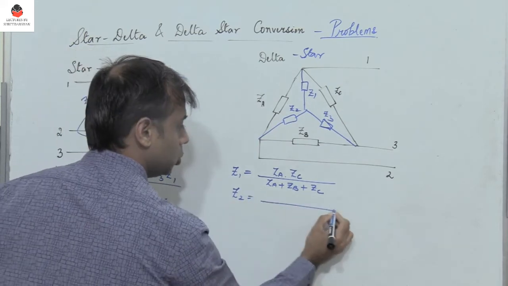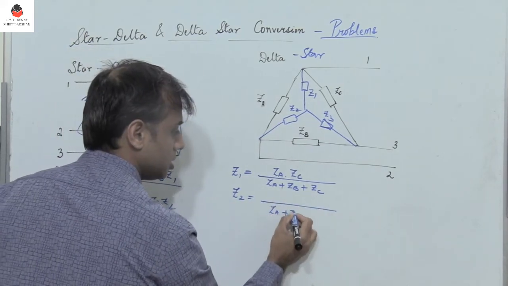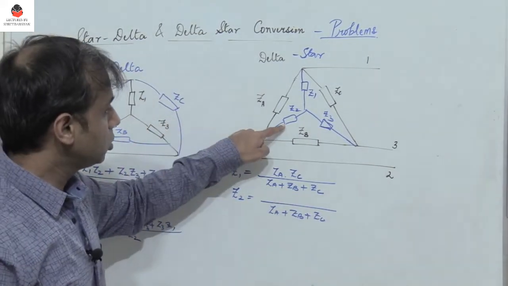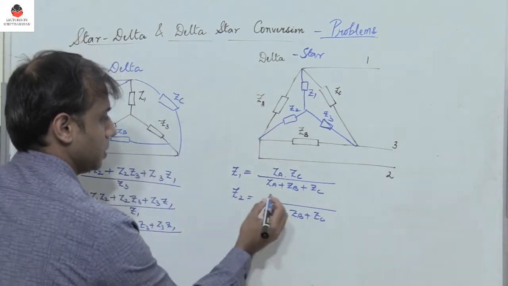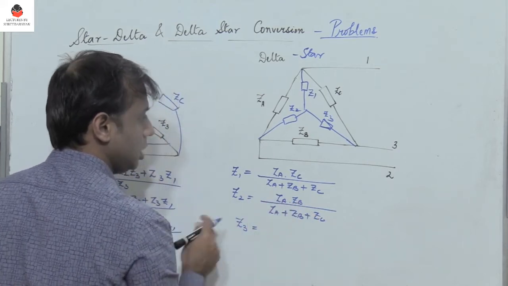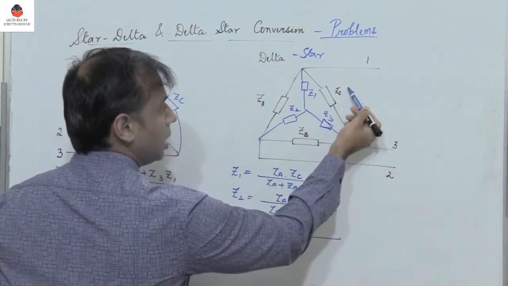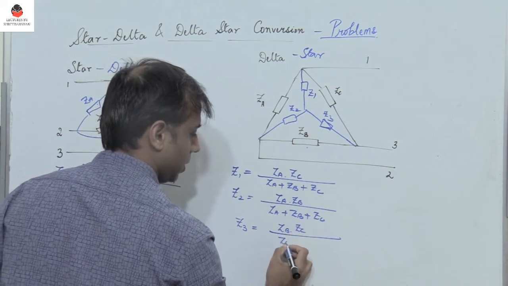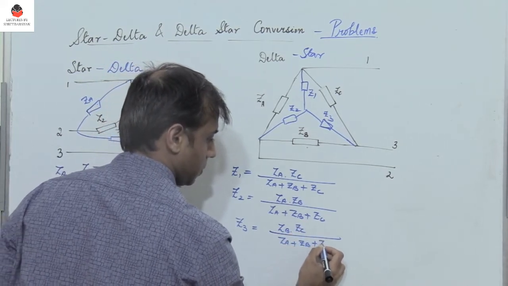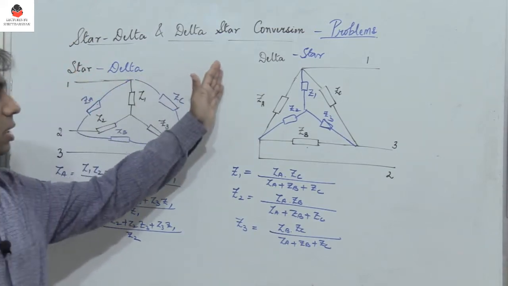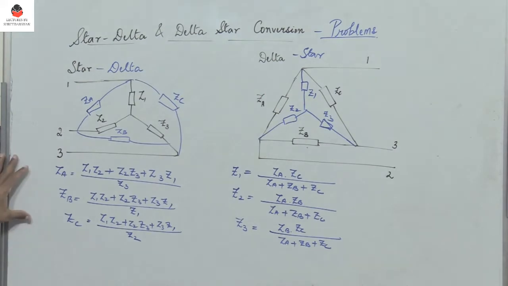Similarly, to find Z2, the denominator remains the same, which is the sum of all the three impedances in the delta network. On either side of Z2 you have ZA and ZB, so ZA into ZB. Now what is Z3? To find Z3, again multiply the impedances on either side of Z3, which is ZB into ZC, divided by the sum of the impedances. So these are the formulas you have to remember. Very easy, isn't it? Whether you have to convert star to delta or delta to star, these are the formulas which you have to use.